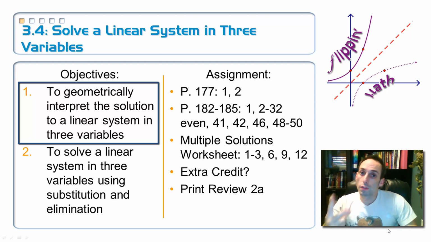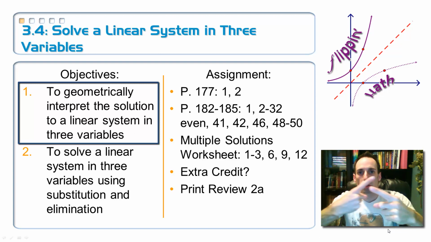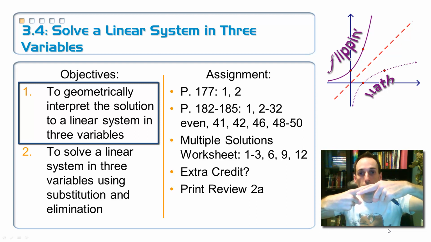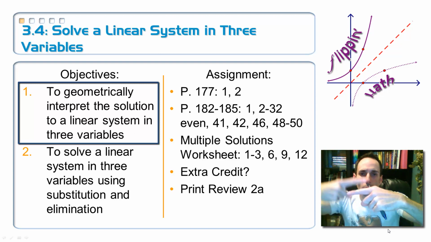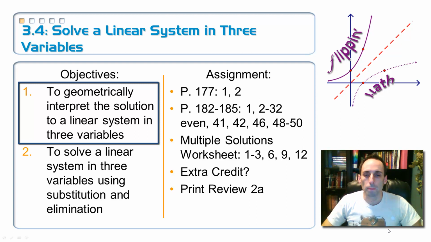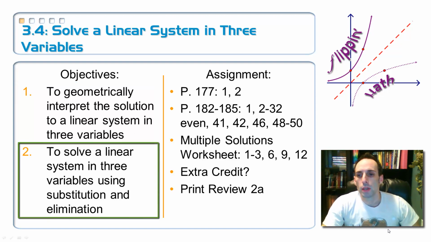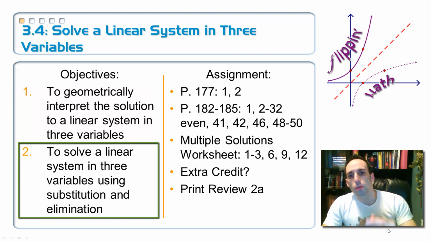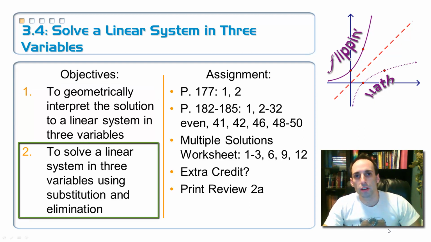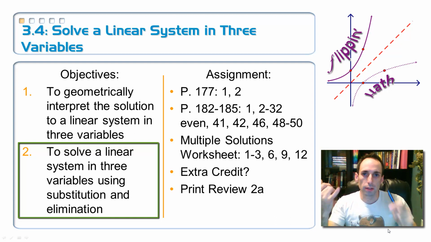We did this with two variables when it was x and y. We were expecting to have two lines that intersect at one point. Or maybe the two lines were the same line, so they intersected everywhere. Or maybe they didn't intersect at all because they were parallel. So we're going to do the same kind of thing with the three-variable system. And then objective two, to actually solve these linear systems with three variables by either elimination or substitution.